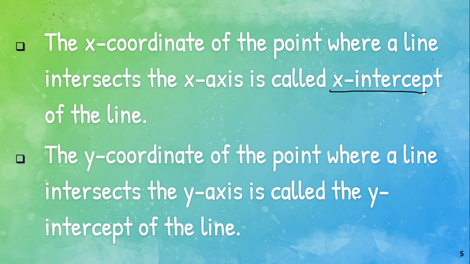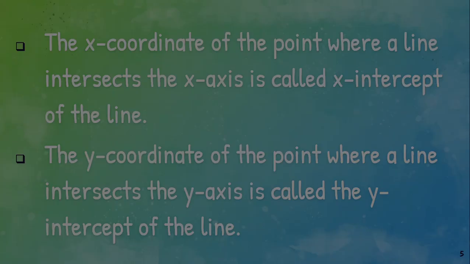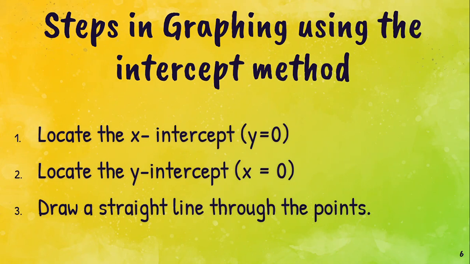of the line. So to further understand this concept, let's have here the steps in graphing using the intercept method, because when we know how to graph using the intercept method, we already know how to find our x-intercept and y-intercept. The steps are: first, locate the x-intercept, wherein y should be equal to 0. Second, locate the y-intercept, wherein x would be equal to 0. And then draw a straight line through the points that we've obtained.